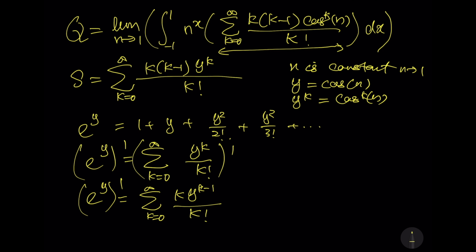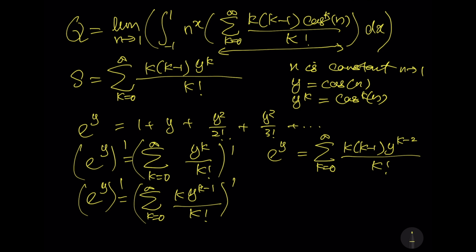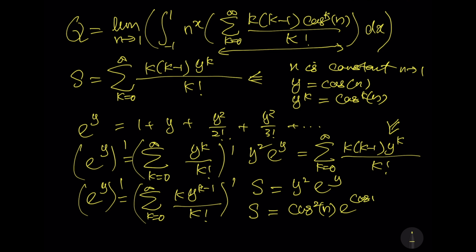So we differentiate again both sides over dy. The left hand side is still e power y, while for the right hand side we have an additional multiply k minus 1 and then y power k minus 2. Almost there. Let's multiply y power 2 to both sides. This means the right hand side y power k minus 2 becomes y power k. Now we solve s without summation of k and so on, which is s equals to y power 2 e power y, or cosine square n multiply e power cosine n.